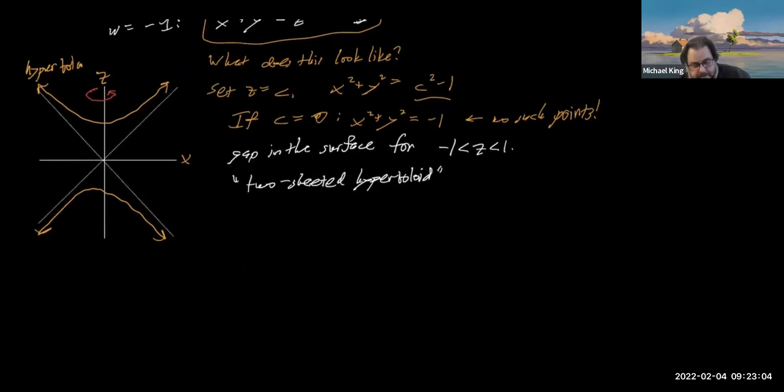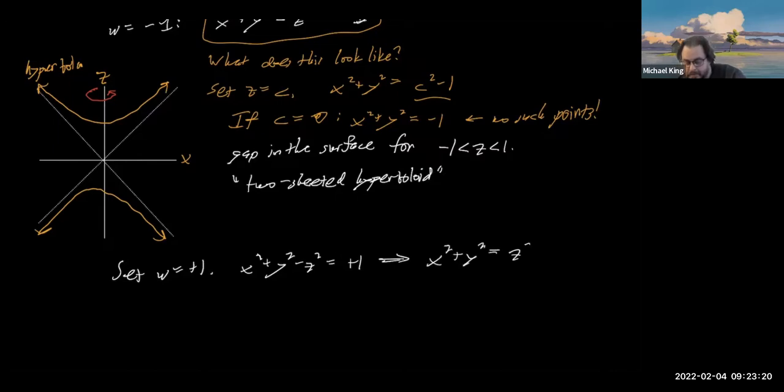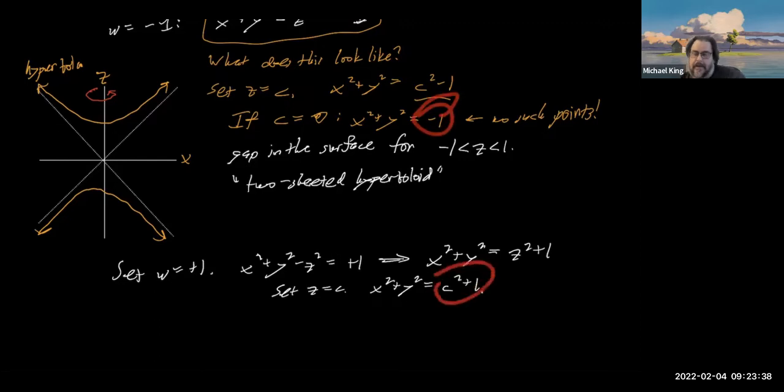So if we set w equal to +1, then we get x squared plus y squared minus z squared equals +1. We could rewrite that as x squared plus y squared equals z squared plus 1. Now if we set z equals c, we still get circles, but all c values give us a cross section, because this is never negative now, as opposed to up here. So we always get a nice cross section.